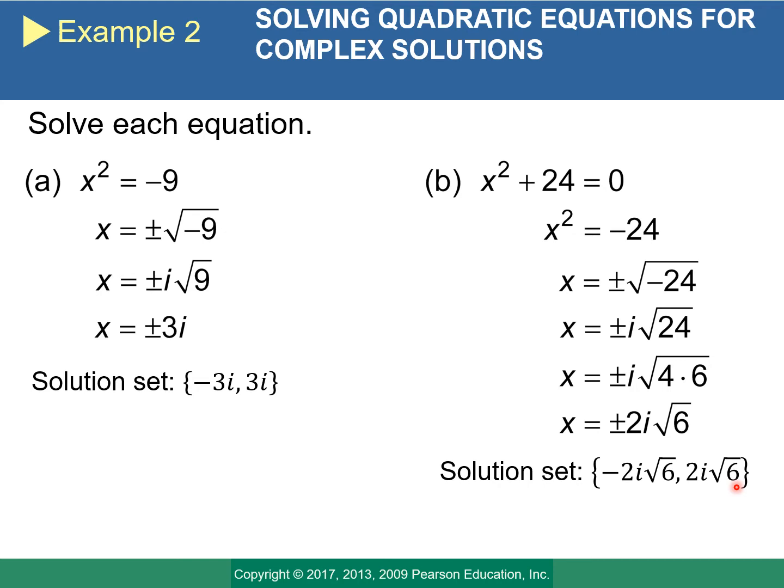And again, you can always check. You can take these answers one at a time and plug them back into your equation, square them, add 24, and you will get 0.